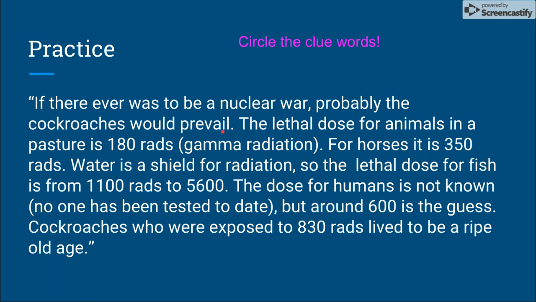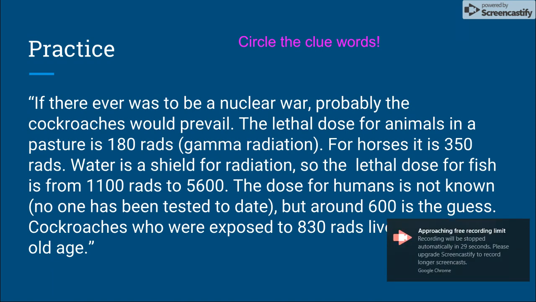And all of the supporting details that are given are things like lethal dose for animals is 180 rads, horses 350, lethal dose for fish is 1,100, humans is not known but around 600. All right, so it gives you a bunch of different ideas and shows you that cockroaches who are exposed to this really high radiation level are still able to live to an old age. So make sure that you have the general statement identified and the supporting details.